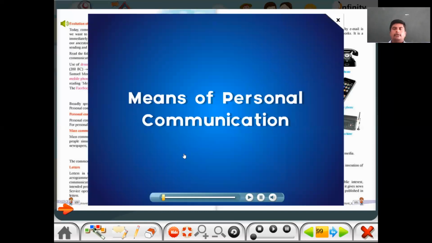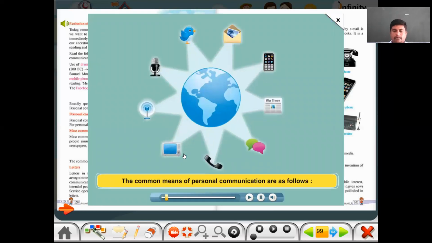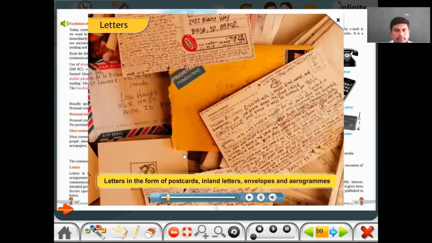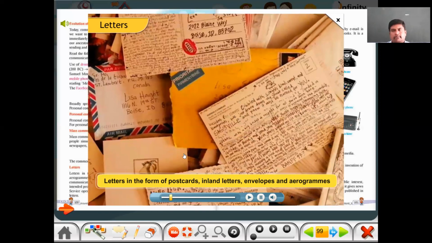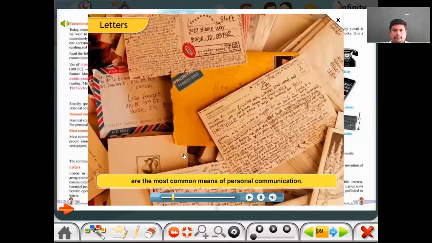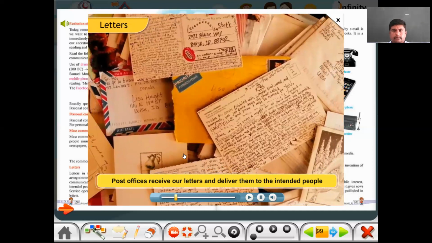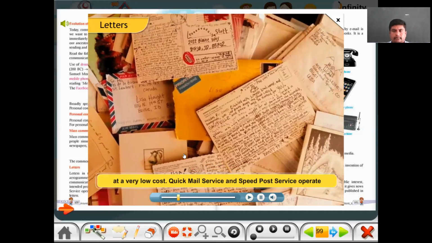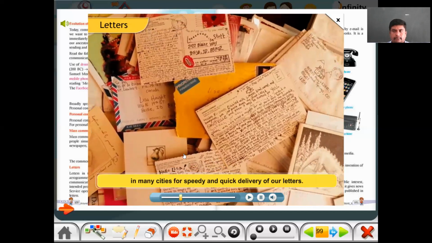Means of personal communication. The common means of personal communication are as follows. Letters. Letters in the form of postcards, inland letters, envelopes and aerograms are the most common means of personal communication. Post offices receive our letters and deliver them to the intended people at a very low cost. Quick mail service and speed post service operate in many cities for speedy delivery of our letters.